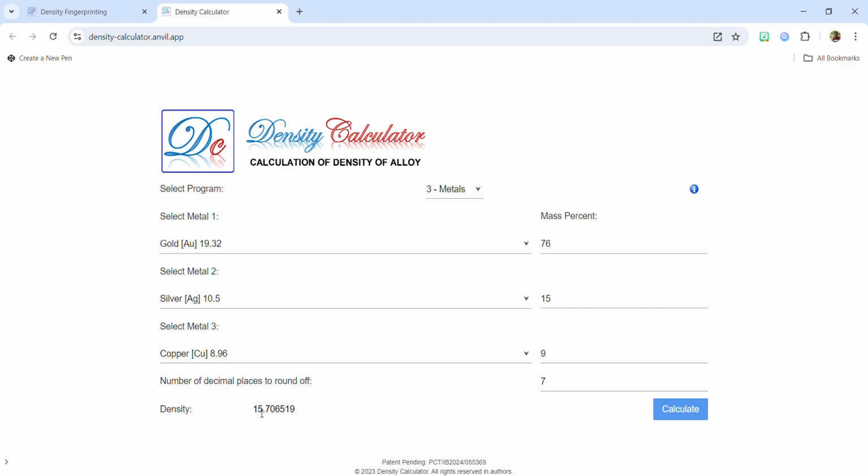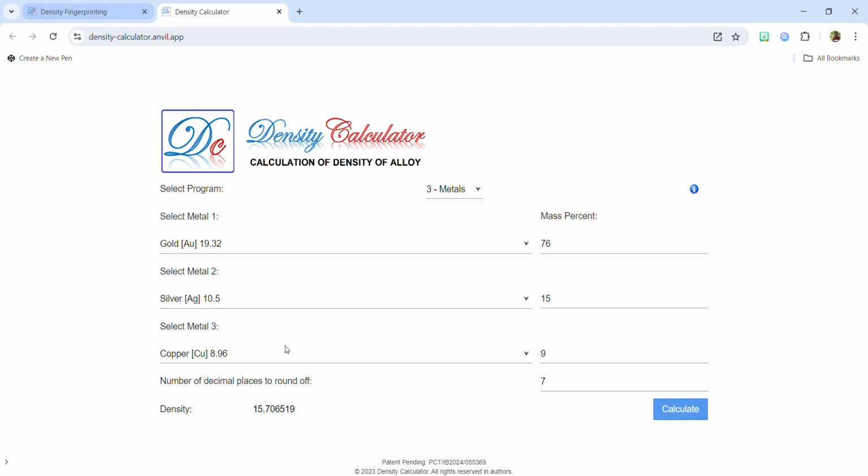And this is my density. So we have a very straightforward equation to relate percent composition to density. You can expand it to however many metals you want, and by feeding in the mass percent, you can get the density pretty accurately. So I'm just going to copy this over.